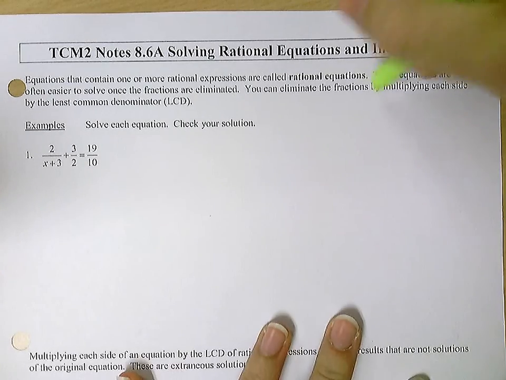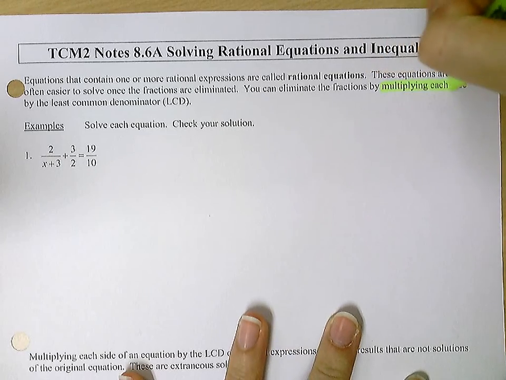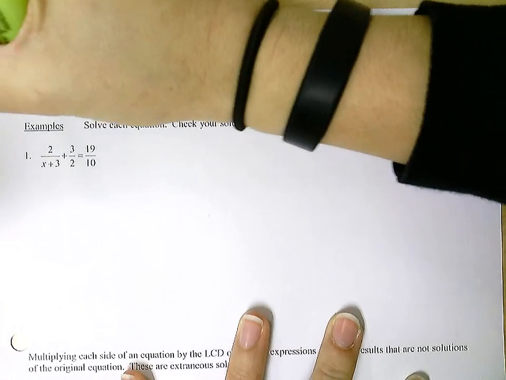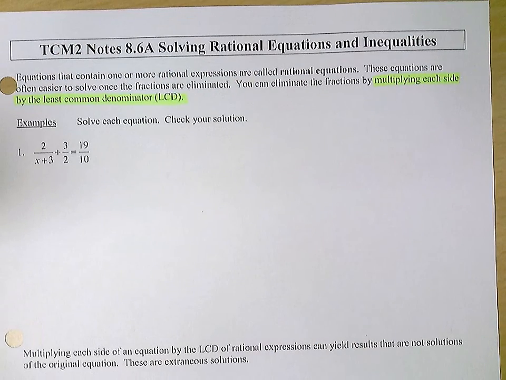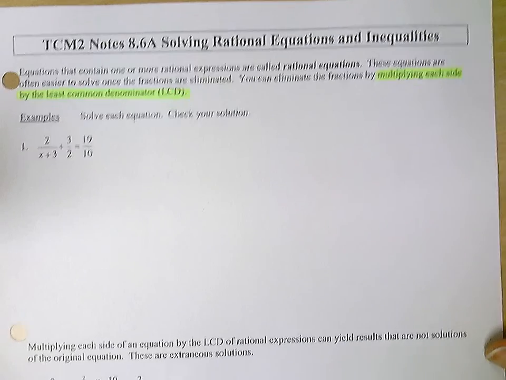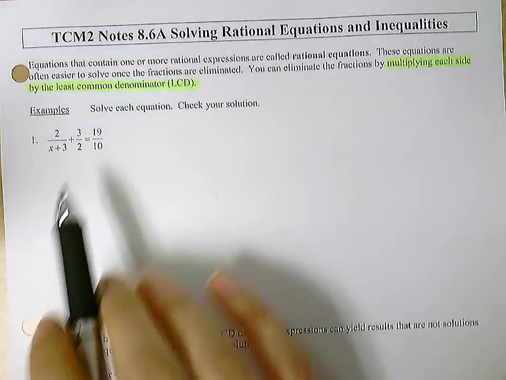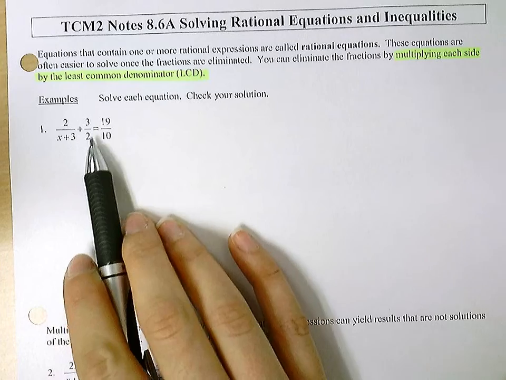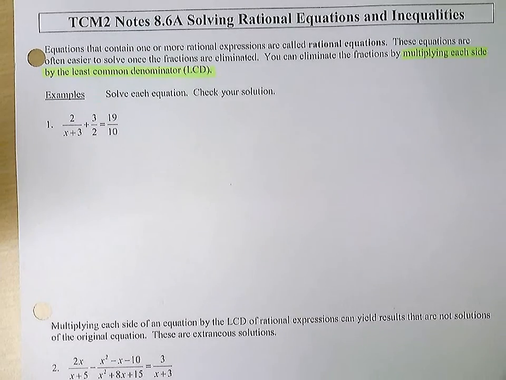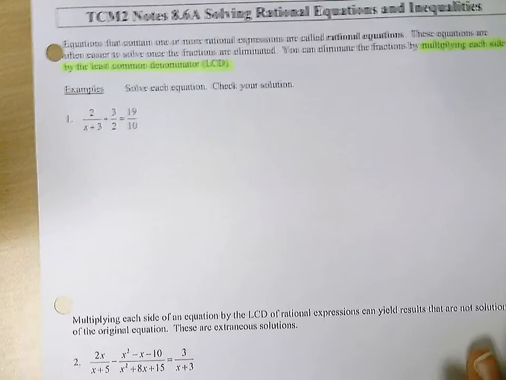So that is what we're going to do. So you're multiplying each side by the least common denominator. Okay, when you do that, you cancel out all of the denominators and you can solve your equation like normal. Okay, so an example of this, we have 2 over x plus 3 over 2 is equal to 19 over 10.